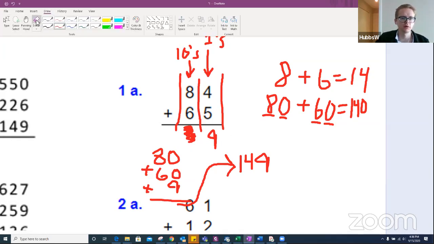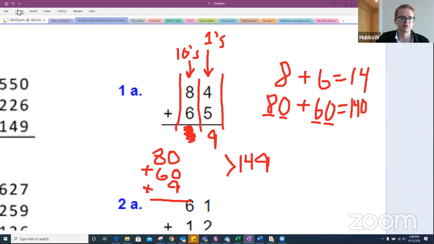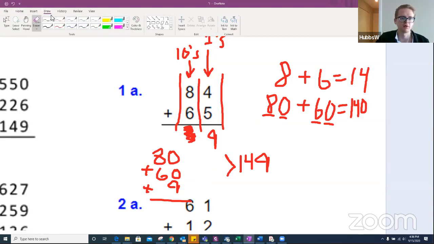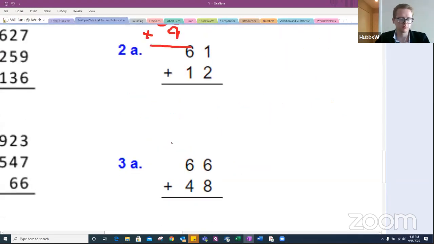So let's move on to another problem. And we'll do a couple more of these, and then I think I got some other stuff to maybe mix it up a little bit.